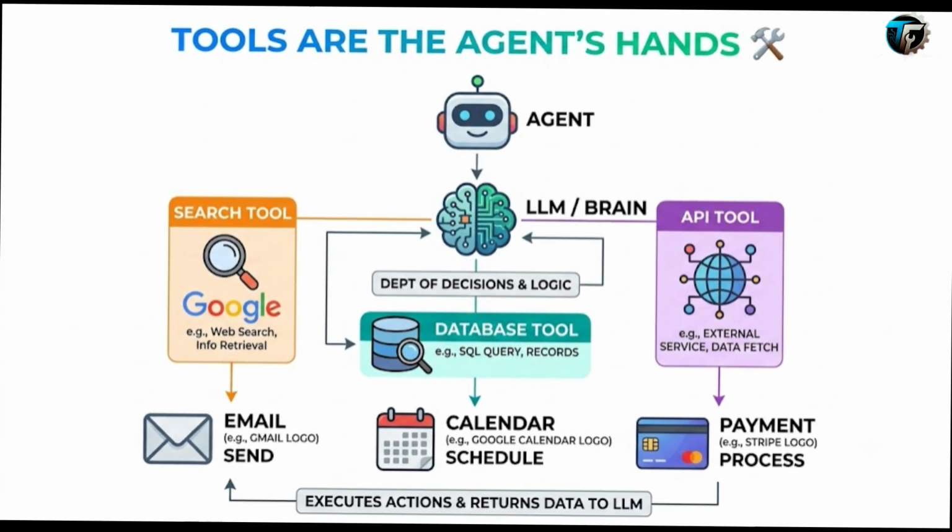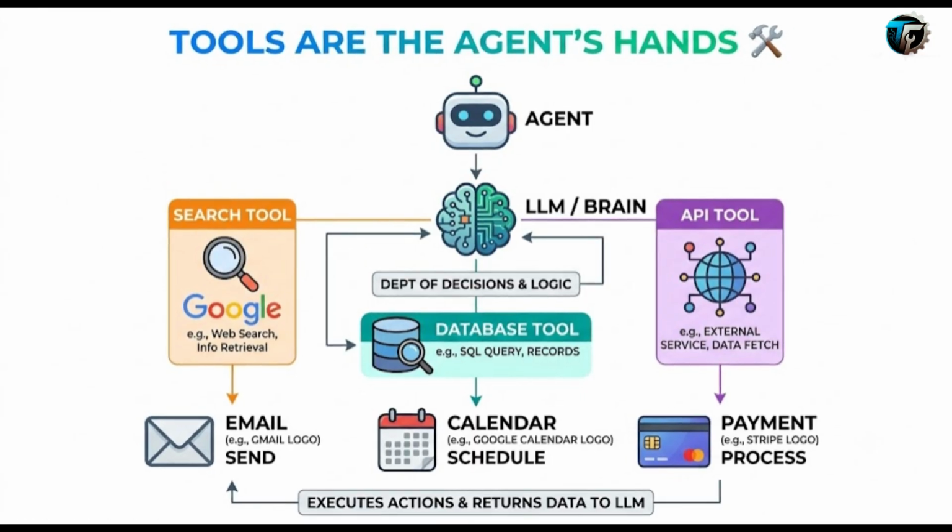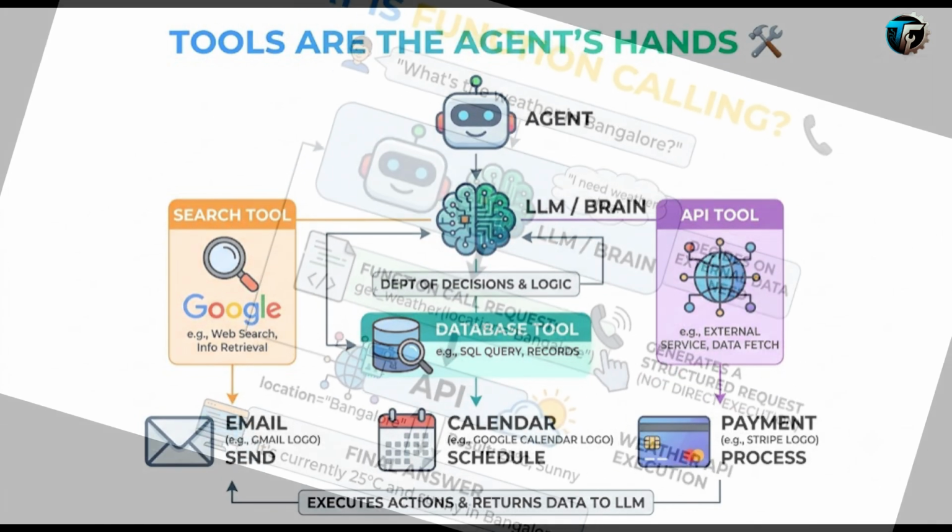Think of the LLM as the brain. Tools are the hands. Like a tool could be a database query, an API call, a web search, an email service, a calendar, a CRM system, or even a payment system. The agent decides when a tool is useful and passes the appropriate information to it. This is what allows AI systems to interact with the real world.